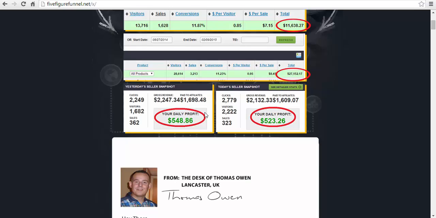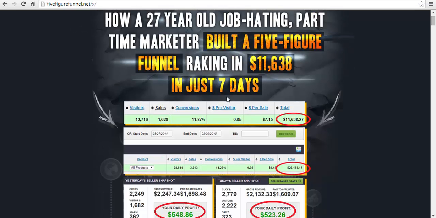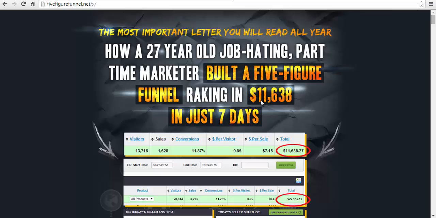So proof up here straight away as soon as someone lands on the page, right under the headline, they're going to see the $11,638 on an actual screenshot. You know, so this is me backing it up. I'm not just making this up and then not showing any proof. You can see directly below, 11,638.